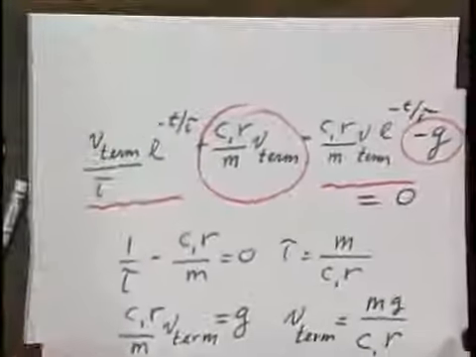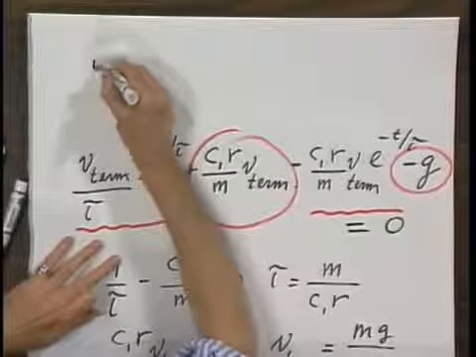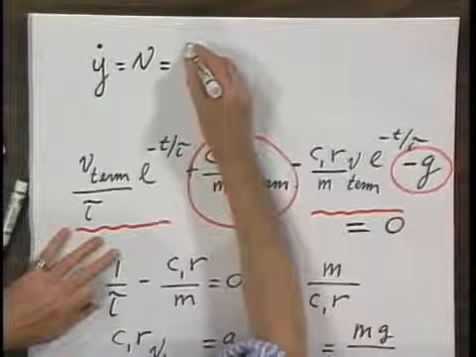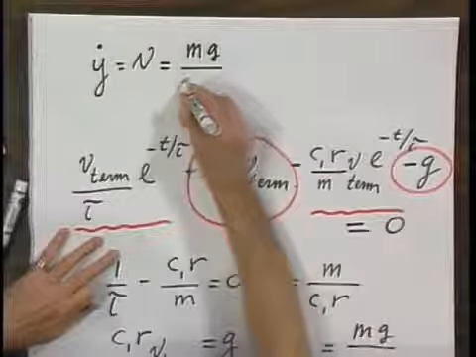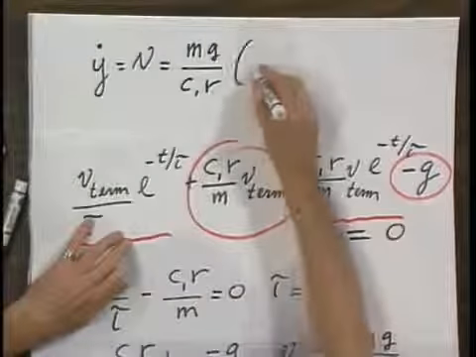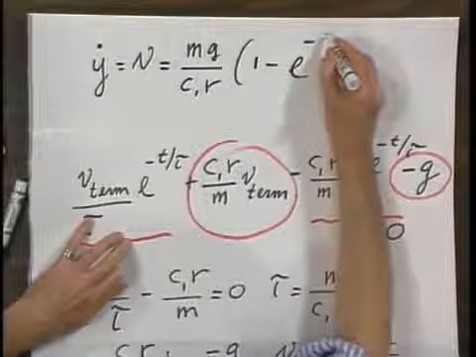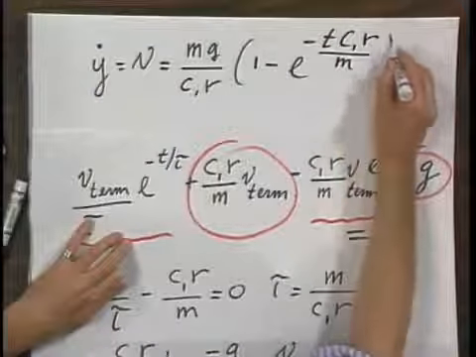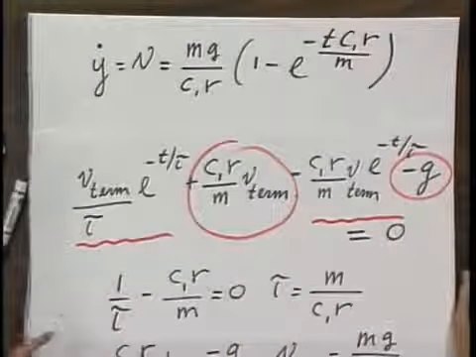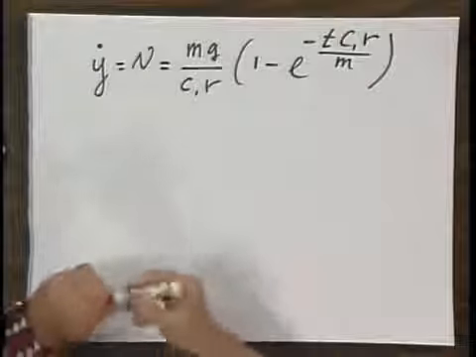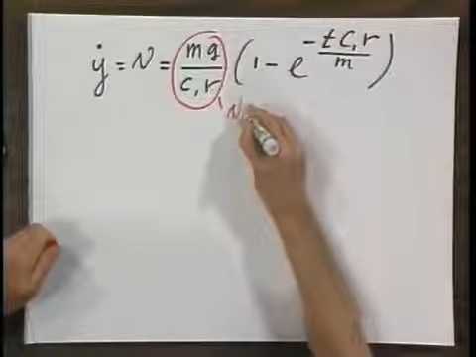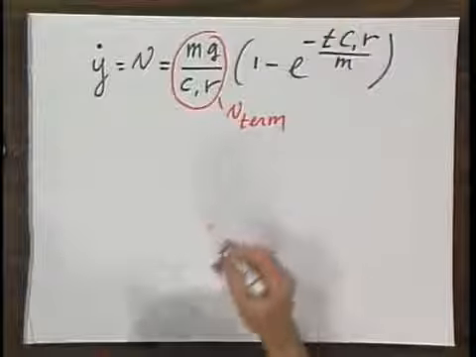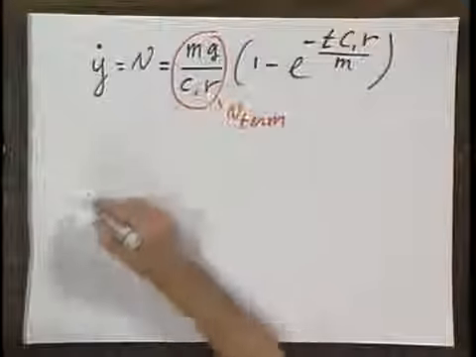And so the solution now of the velocity, this is the velocity in the y direction, as a function of time becomes mg divided by C1 r times 1 minus e to the power minus t C1 r divided by m. Wow! Let us check whether we meet our initial conditions.